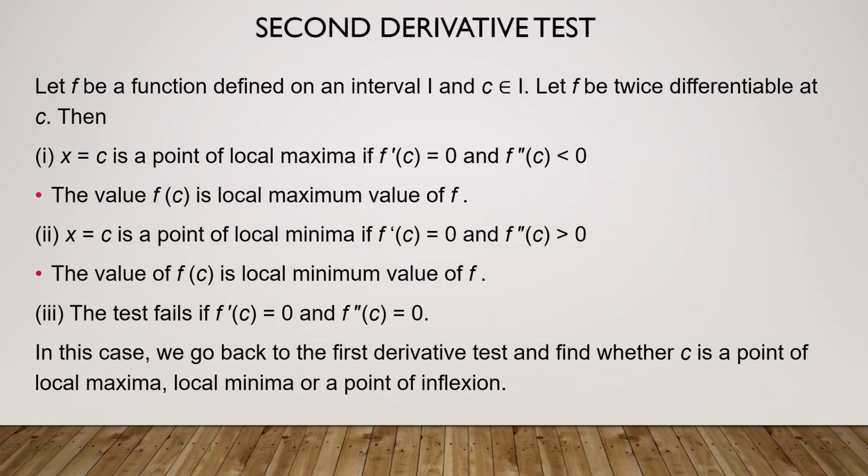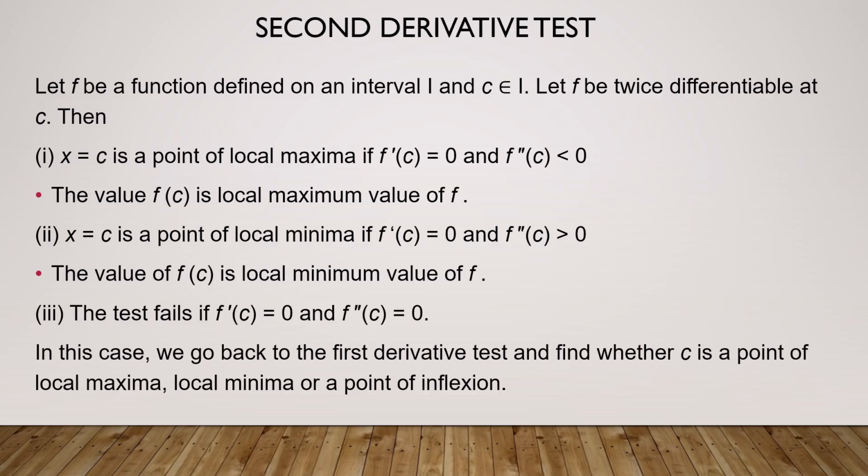You also have the second derivative test. Now let f be a function defined on an interval I and C belongs to I. Let f be twice differentiable at C. Then x is equal to C is a point of local maxima if f dash of C is 0 and the second derivative f double dash of C is less than 0. The value of f(C) is the local maximum value of f.